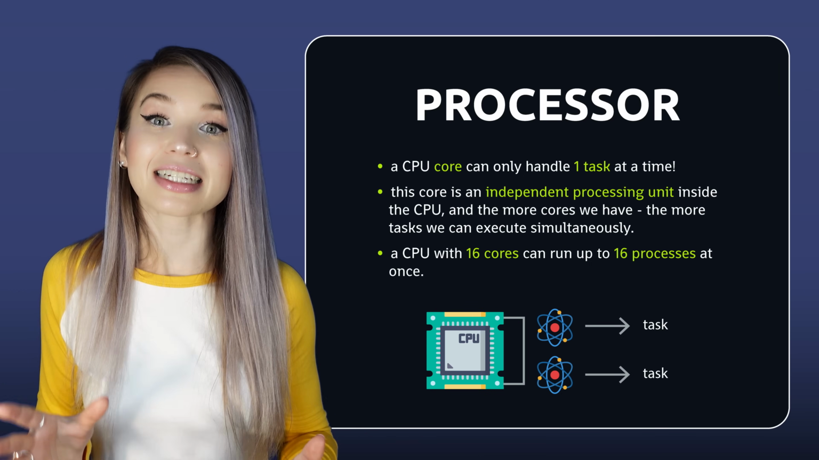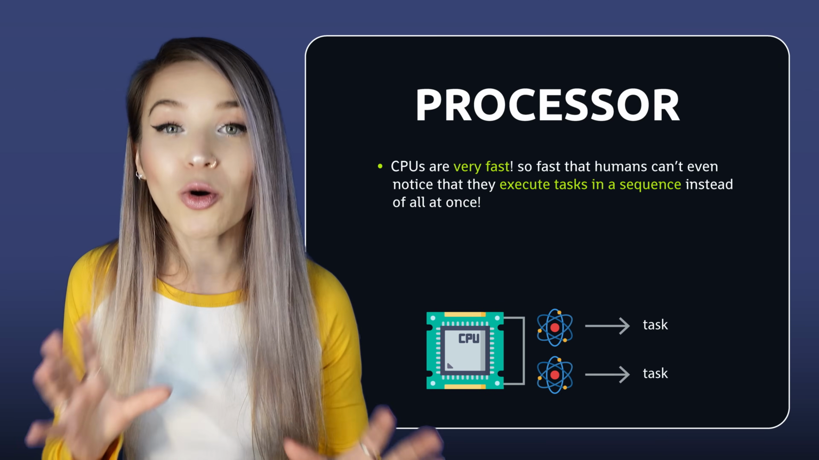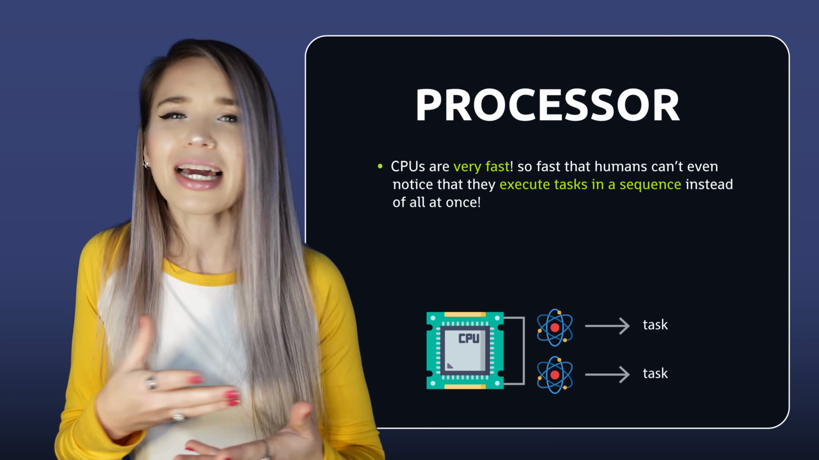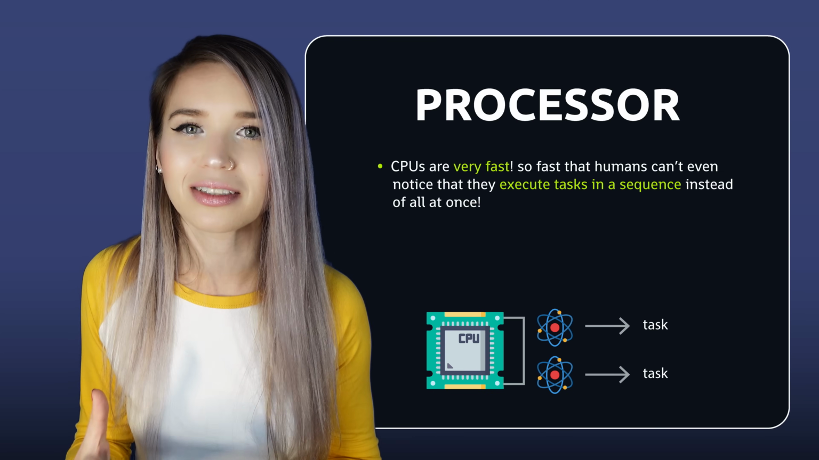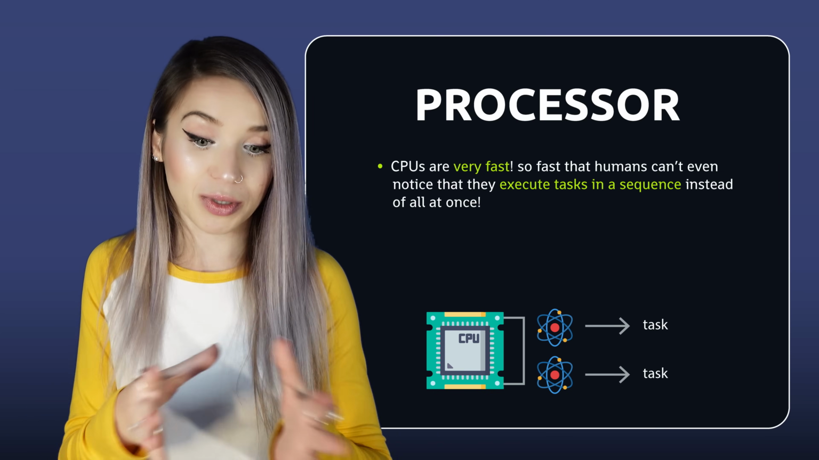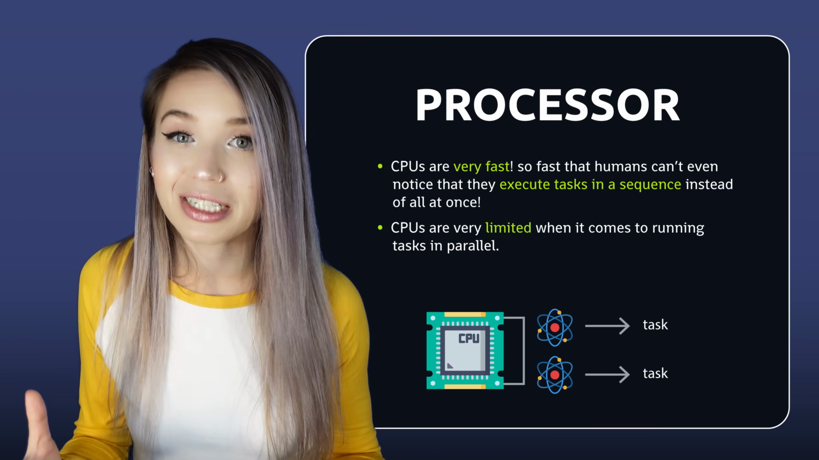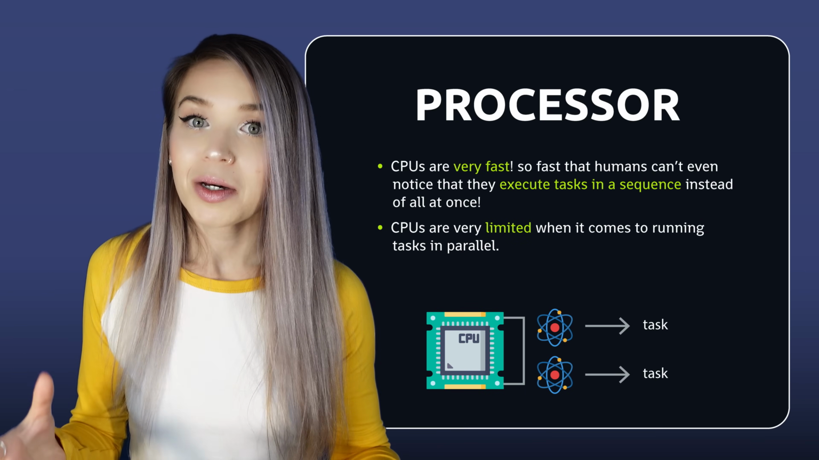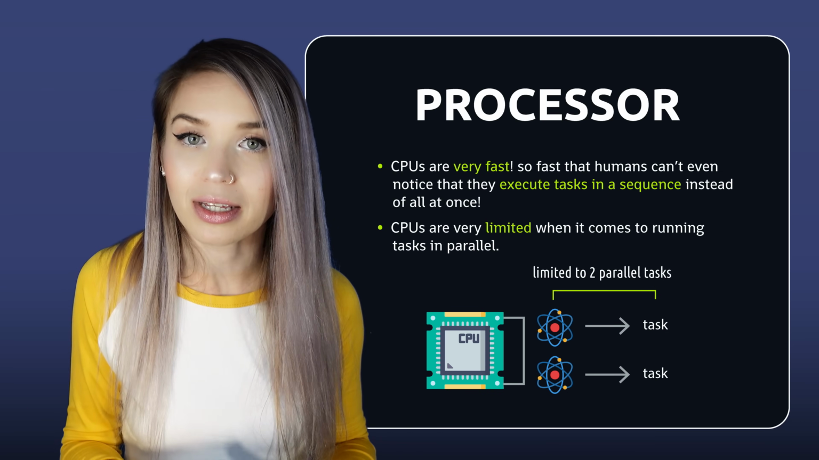And the reason is CPUs are incredibly fast. They run so fast that humans can't even notice that our tasks are being executed in a sequence instead of all at once. So then CPUs are generally not so good at multitasking. Yeah, they're fast, but they're also quite limited when it comes to running things in parallel.